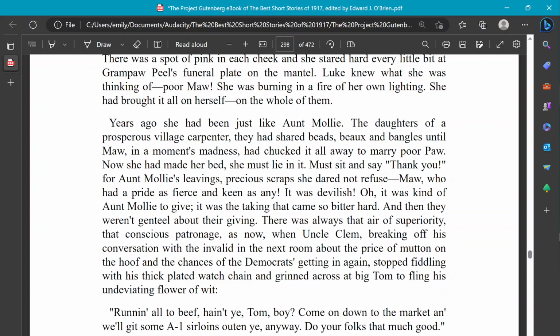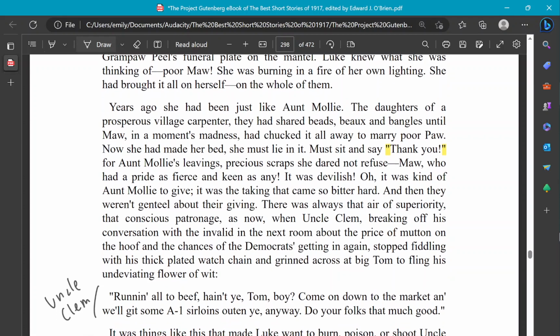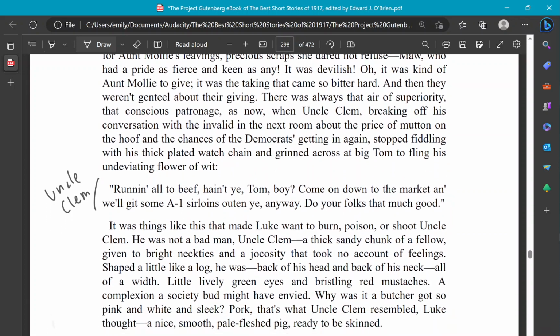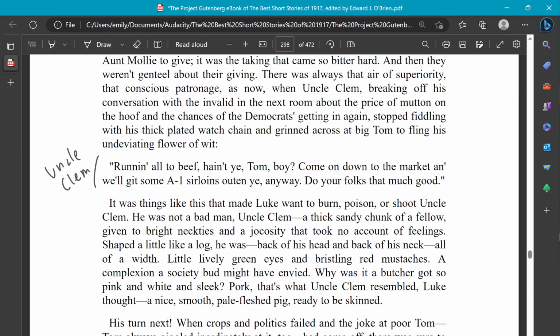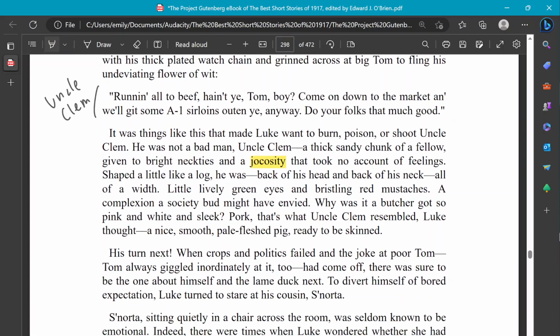Yeah, so let me see. And here it says, must thank you. Thank you. Right, this one. I'm definitely going to say, I don't know yet. And here it says, when Uncle Clem, so this is Uncle Clem. That's three voices. And I'm just counting as well. So I'm just going down. Ooh, jocosity? I don't know that one. Jocosity. Right? So these are the ones I'm going to look up later, just to make sure I say it right.